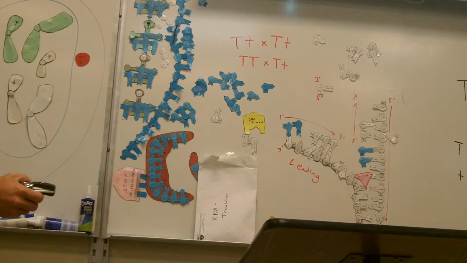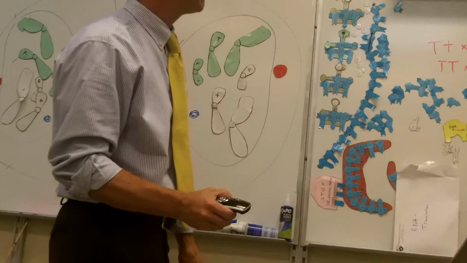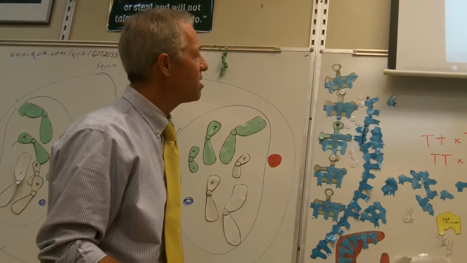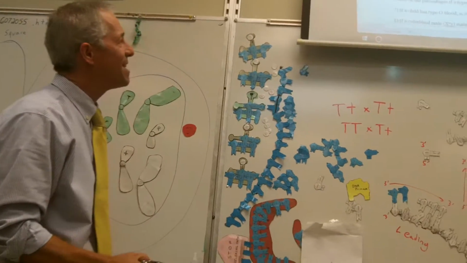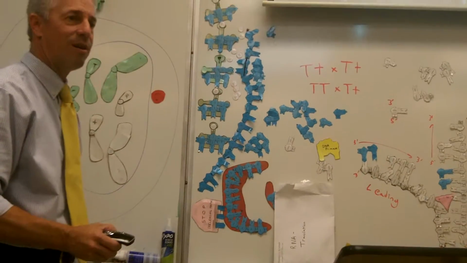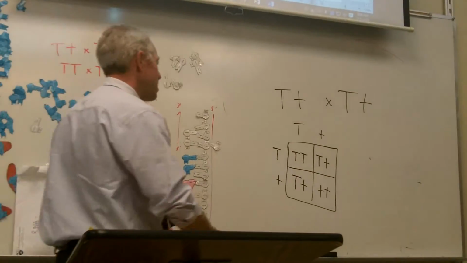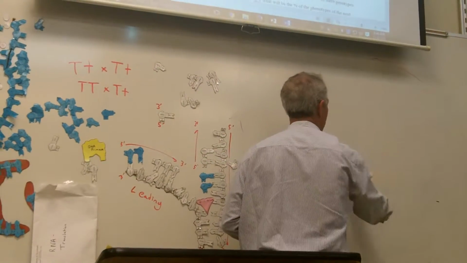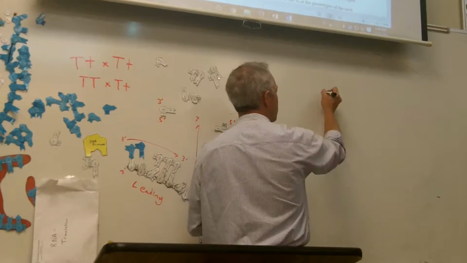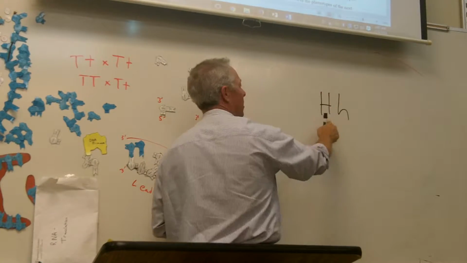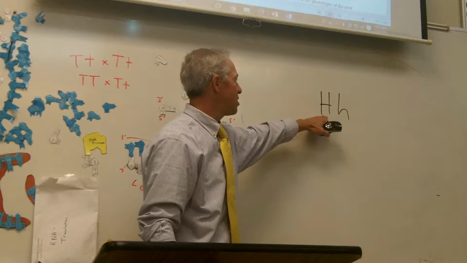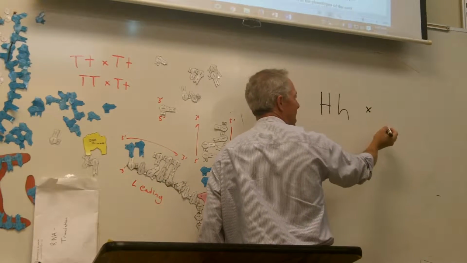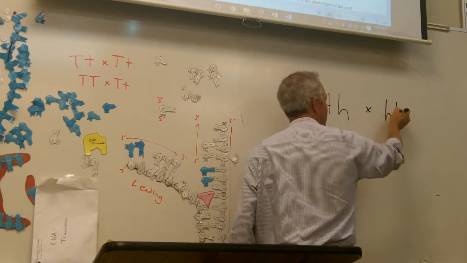What about Huntington's disease? A woman heterozygous for Huntington's disease marries a man without Huntington's. What chance does a child of theirs have for Huntington's? Huntington's disease is a dominant disorder. What does it mean if it's a dominant disorder? It's big H. So here's the woman. She's got Huntington's. She marries a man without it. What is he? Little h, little h.